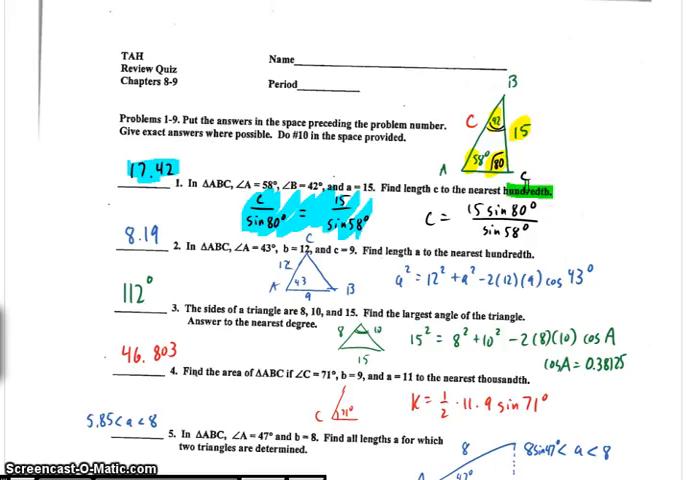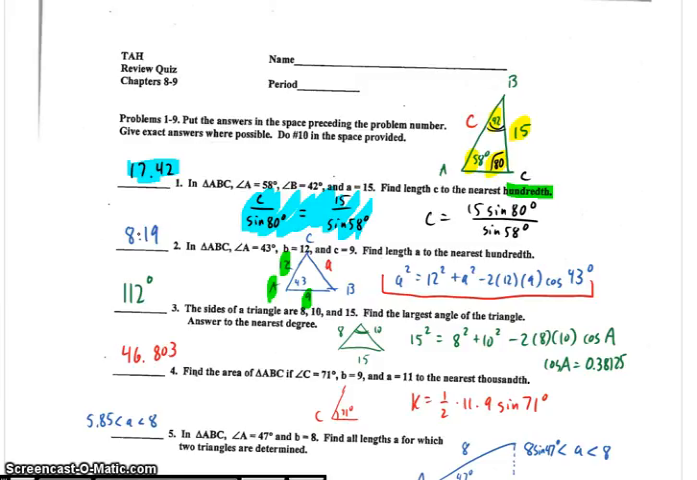Okay, number 2. In this triangle, we're given an angle, and we're given two sides. We're actually given side, angle, side. And we're asked to find the side across from the angle we know. Well, that's a straight-up law of cosines situation. And I just plug and chug into the law of cosines, and I get 8.19.